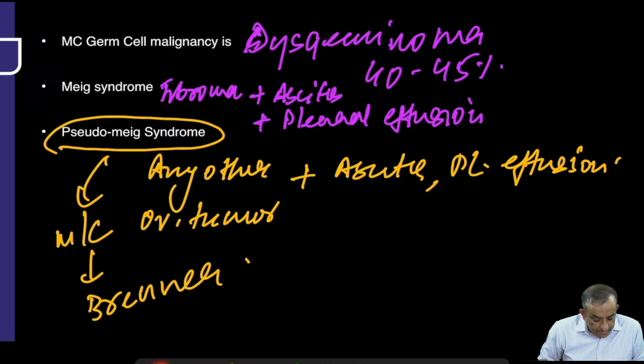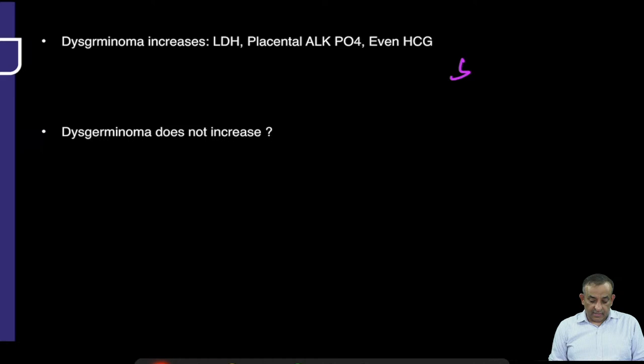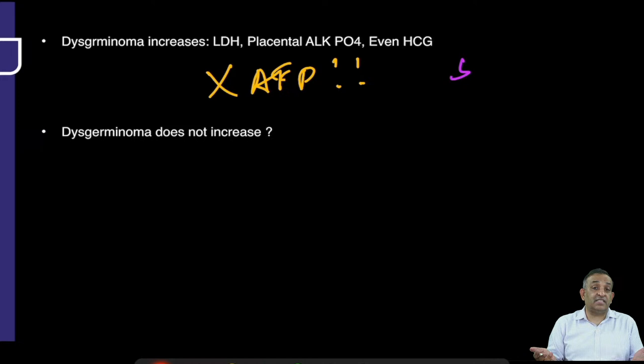Dysgerminoma increases the LDH, placental alkaline phosphatase and even HCG, but not alpha fetoprotein. So that is the MCQ. Alpha fetoprotein does increase in germ cell tumors, but not in dysgerminoma. Germ cell tumors like yolk sac tumor, endodermal sinus tumor, in these the alpha fetoprotein will increase, but it does not increase in dysgerminoma. That was the next statement.